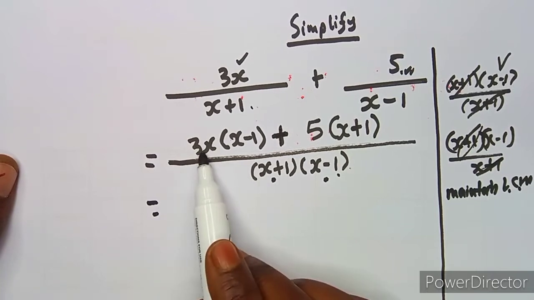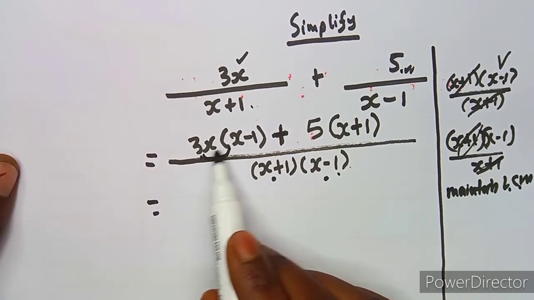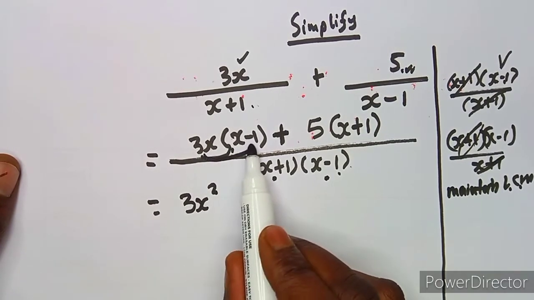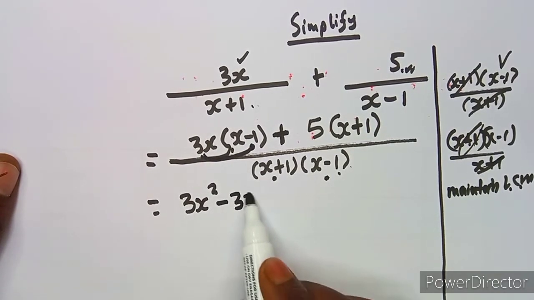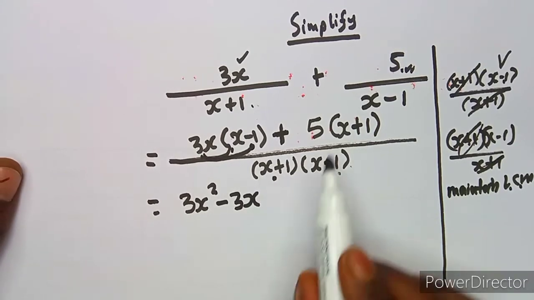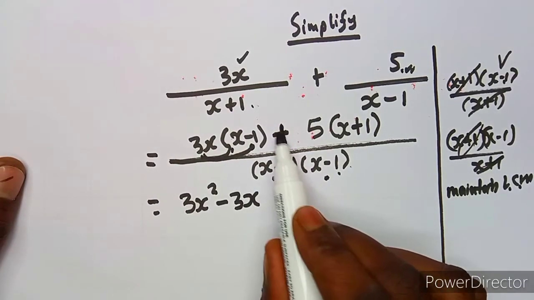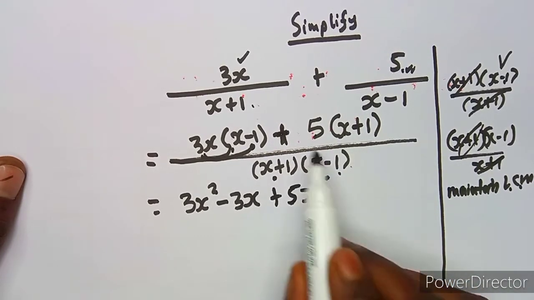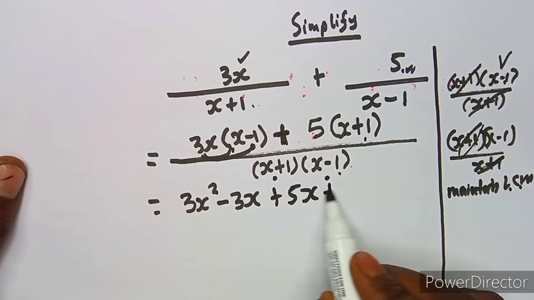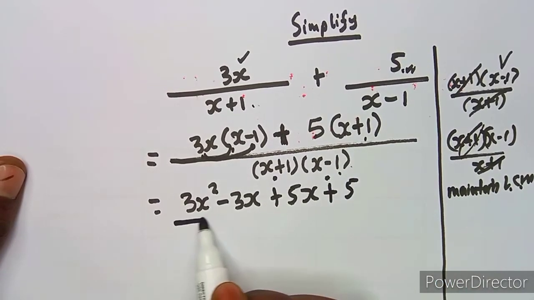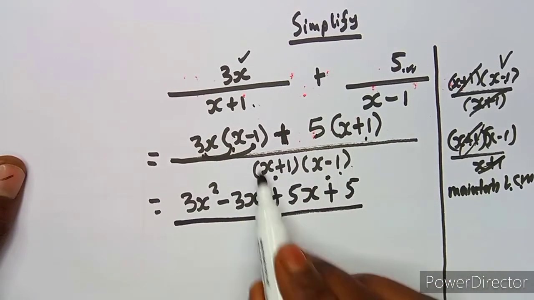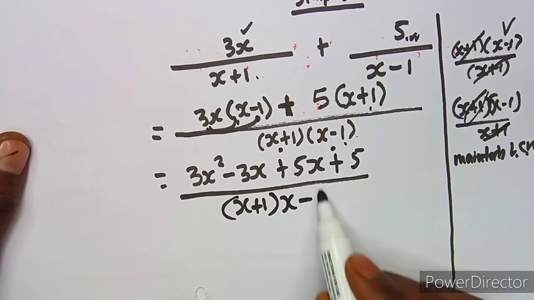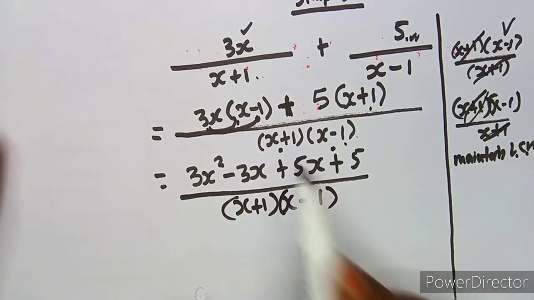So we can only expand the brackets. 3x times x is 3x squared, 3x times minus 1 is minus 3x. We move on to this plus 5. Take note, the sign is plus, so it's 5 times x, which is plus 5x, plus 5 times plus 1, which is plus 5. Everything over, you take the LCD again as it is. Don't forget to write your LCD and don't expand the LCD. Just leave it as it is.